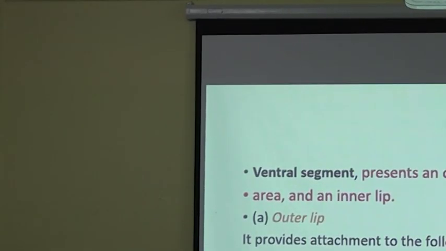In front of the iliac crest, in this portion, the tensor fasciae latae muscle is attached. And here the external oblique muscle is attached in the anterior two-thirds, and the latissimus dorsi behind the highest point, in this portion. So three muscles are attached in the outer lip: tensor fasciae latae, external oblique, and latissimus dorsi.